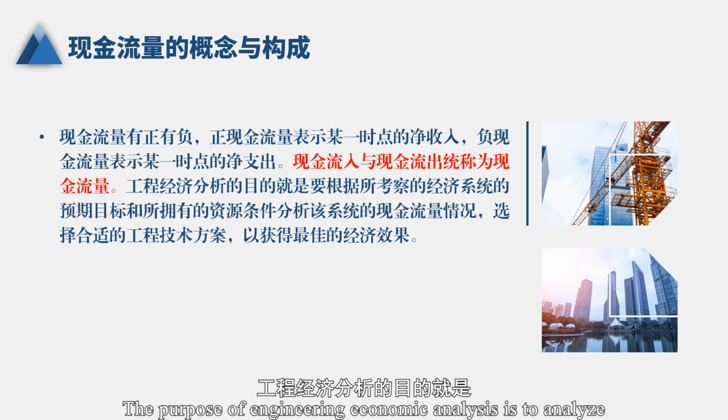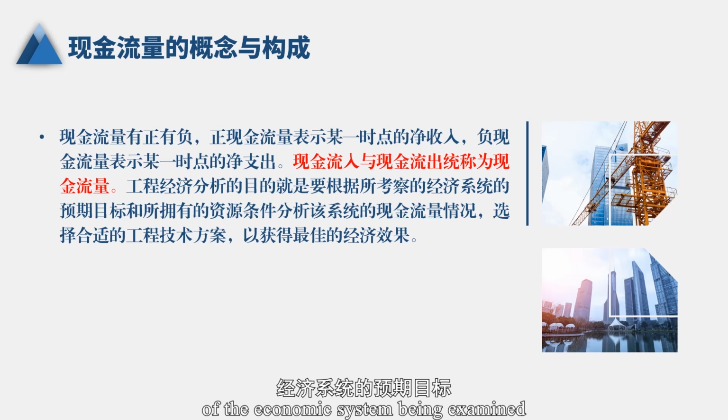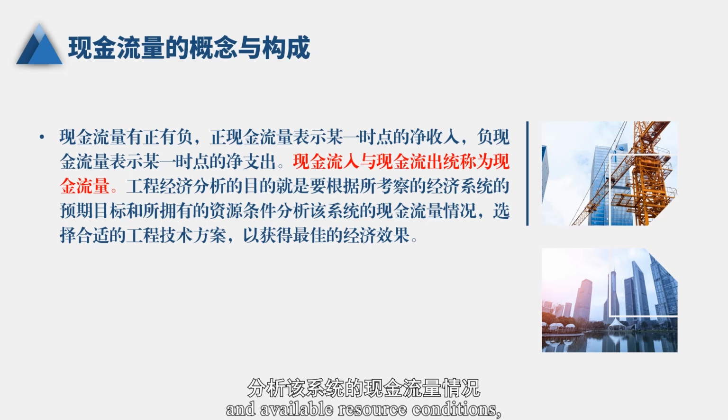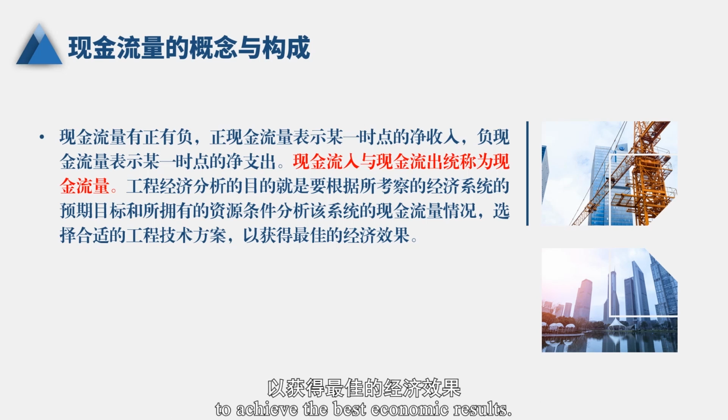The purpose of engineering economic analysis is to analyze the cash flow situation of the economic system being examined, based on its expected goals and available resource conditions, and to select the appropriate engineering and technical plan to achieve the best economic results.